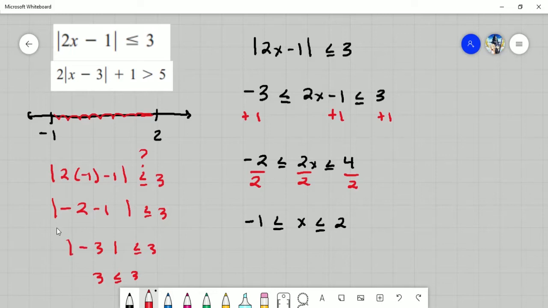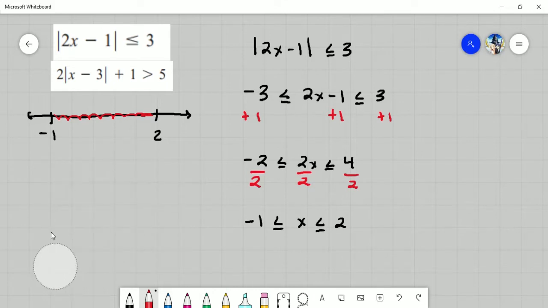So now I'm going to use the other endpoint, 2. 2 times 2 is 4. 4 minus 1 is 3. And the absolute value of 3 is 3. That one is also equal to 3, so that checks out.